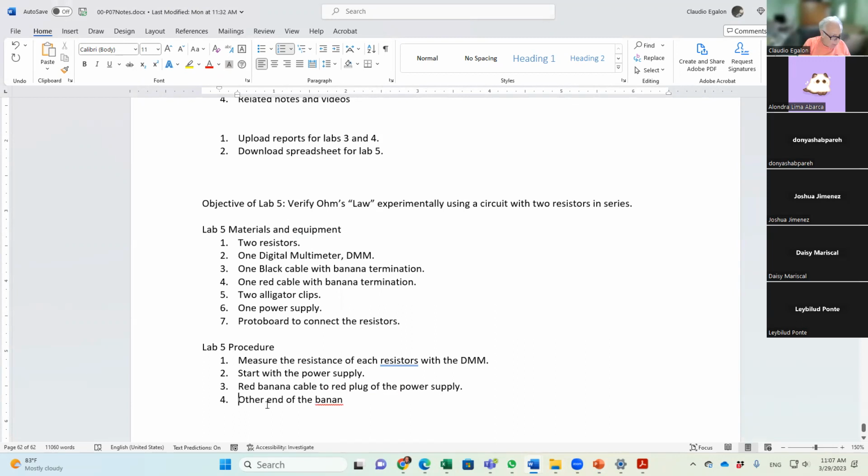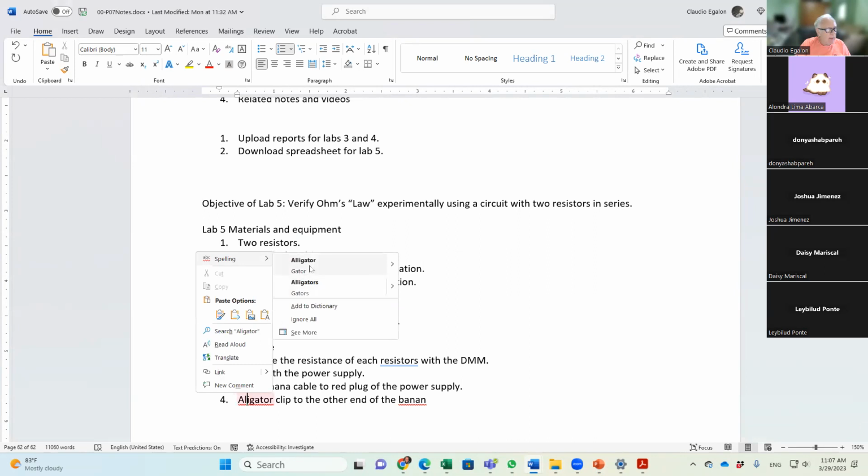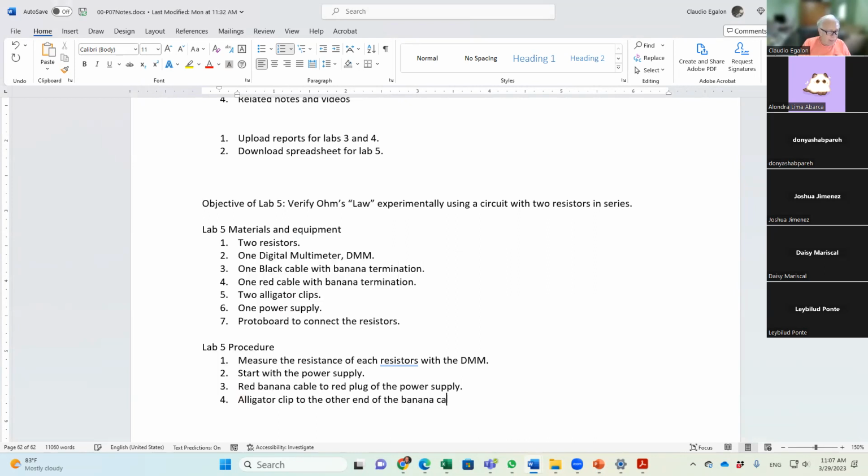Let's see what we're going to do here. We're going to get the alligator clip to the other end of the banana cable. Connect, clamp, not connect, clamp, alligator clip to the end of resistor 1. Let's make a distinction, right? Between resistor 1 and 2. 2 resistors. Resistors 1 and 2.